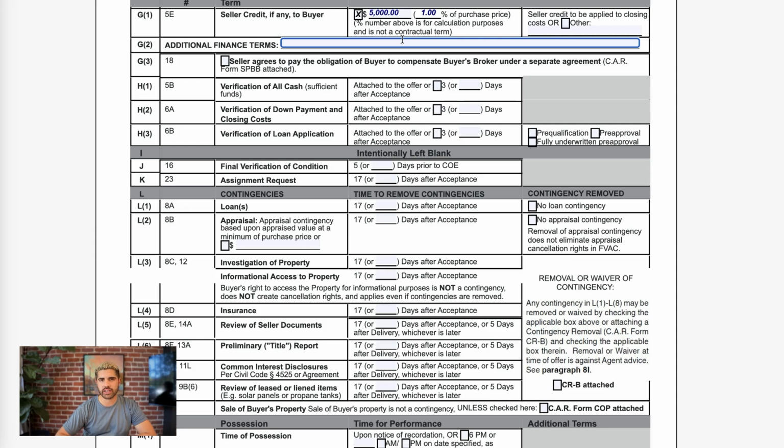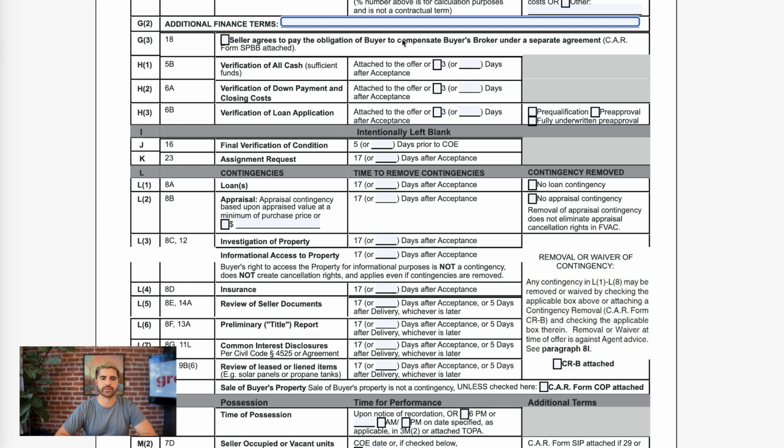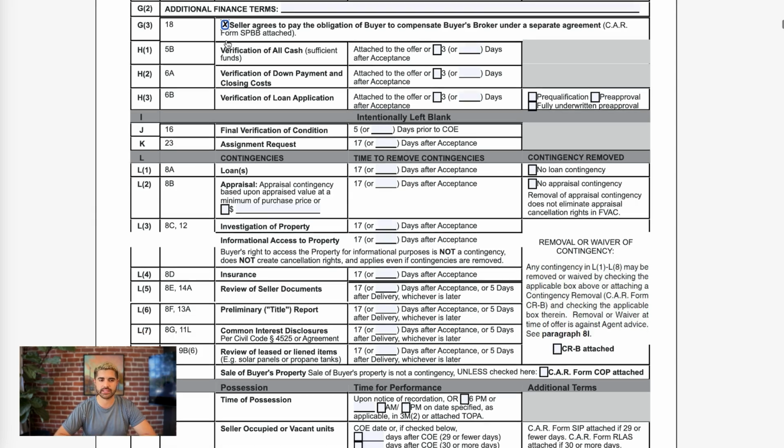If there are any additional finance terms, we would include that here. And this is case specific. So if that's the case, I'll be sure to have that conversation with you when we get there. Here is where we would check the form to add the SPBB, the seller's payment to buyer's broker. If we're asking the seller to cover any portion or all of my commission, this is the box that we would check to fill out the appropriate form that allows us to request that.